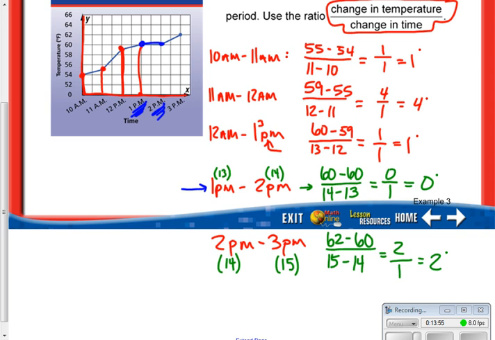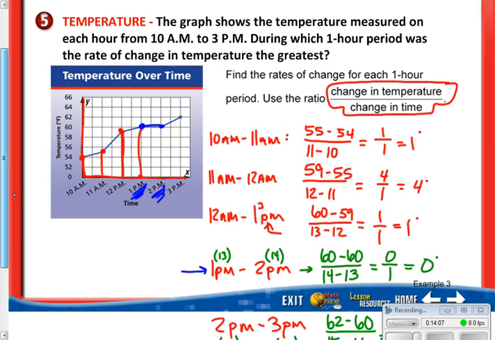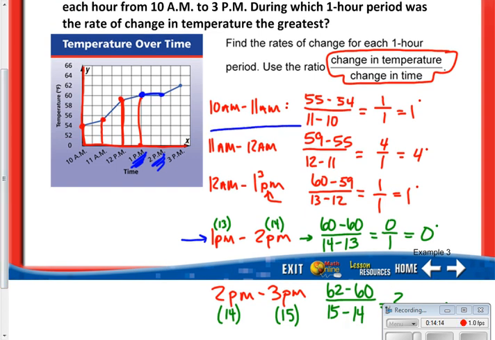Last from 2 p.m. to 3 p.m., so from 1,400 hours to 1,500 hours, we had a degree change of 2. So 2 degrees. So the question, now that we've written everything out and we figured it out, we had to figure out during which 1 hour time period did it have the greatest change. Well, that would be from 11 to 12. We had a 4 degree change. It increased 4 degrees. This will conclude our lesson on 4.3 rate of change.